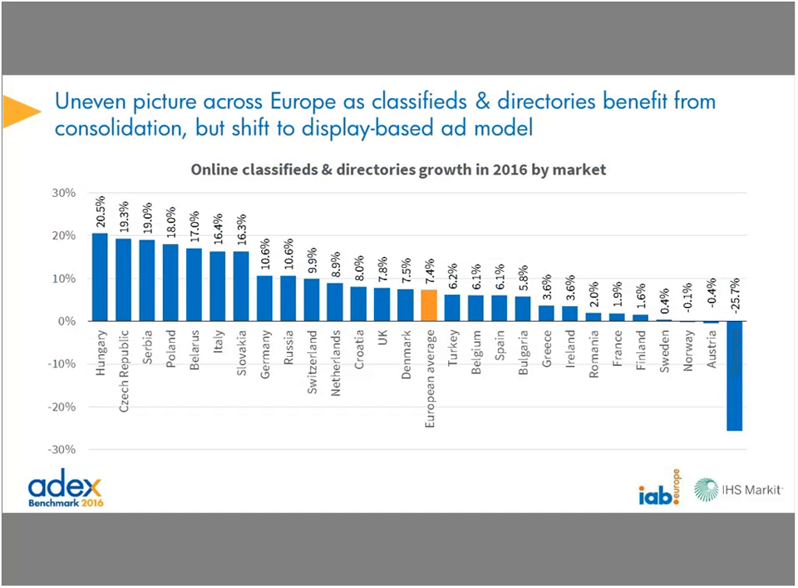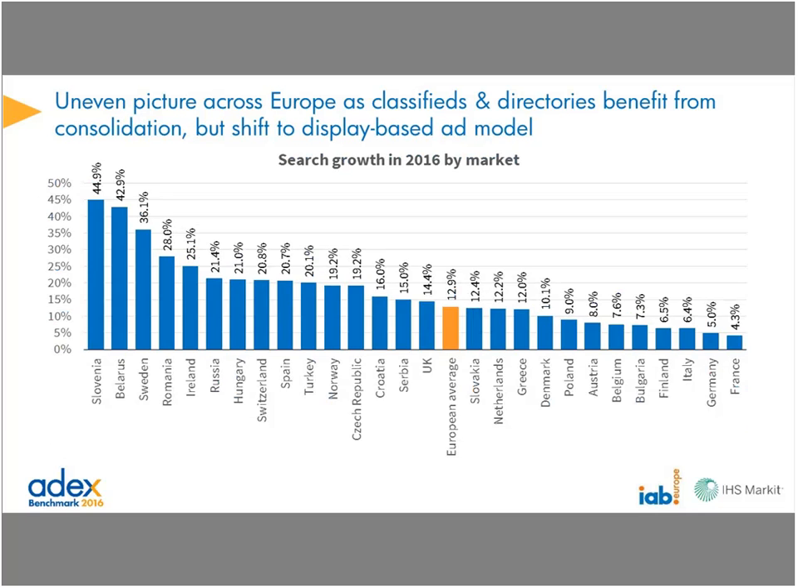As for classified and directories, it continued to lose share to display and search, but growth slightly accelerated to high single-digit levels in 2016. And this was driven by the consolidation of European classified and directories markets, which allowed for more concentrated innovation and increased scale.